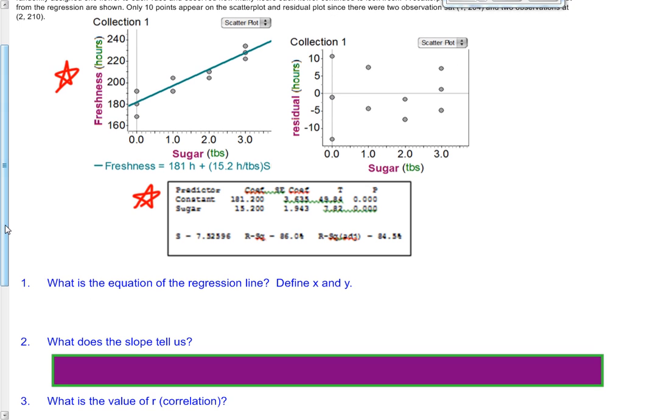Okay, so taking a look here, we would generally say, just looking at the graph, that as we added more sugar to our flower water, the freshness went up linearly. We would say that as you added more sugar, the flowers stayed fresher longer.